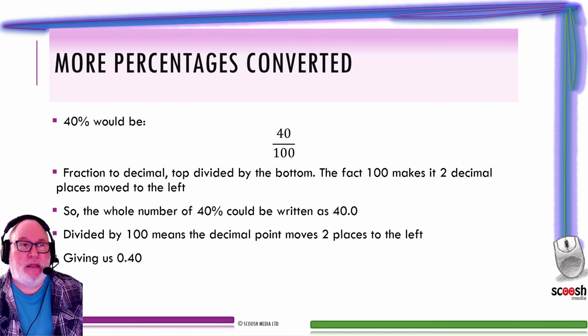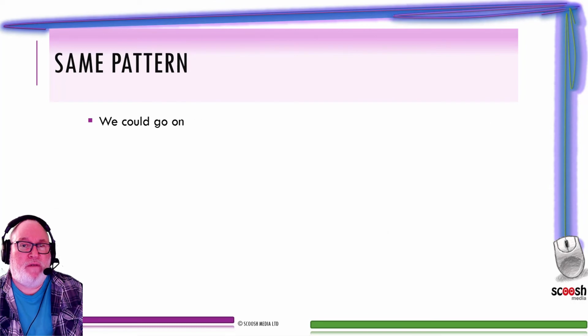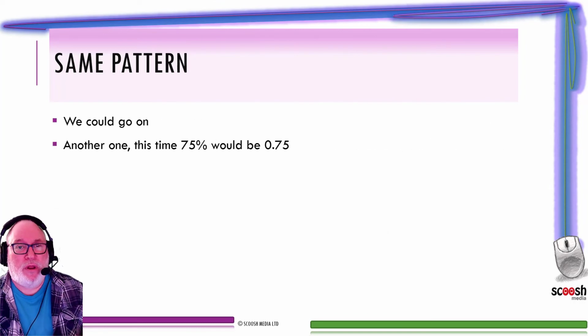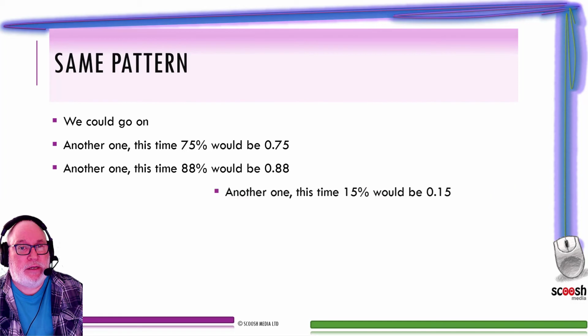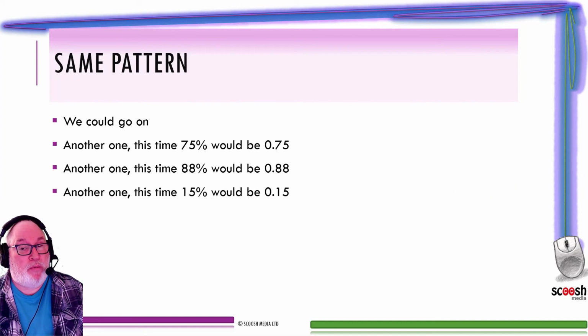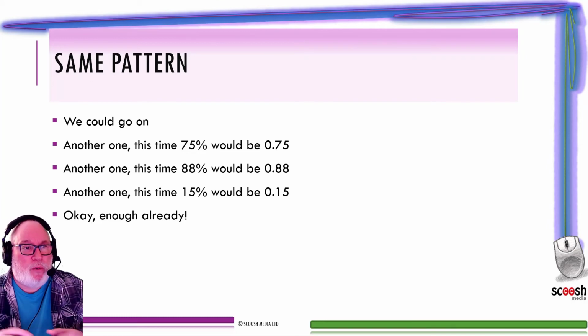So there is a pattern here, and if we think about the pattern, we could go on and on. 75% in decimal is 0.75. 88% would be 0.88. 15% would be 0.15. Okay, enough already, I hear you say. Well, what we could do is say that anything as a percentage, we can work out very quickly what it is as a decimal.